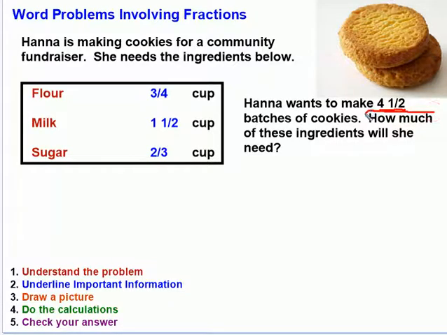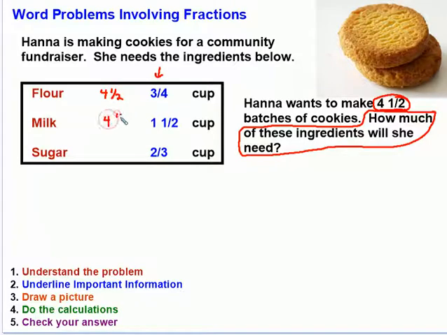So we know that we want to give the number, or how much of these ingredients she needs, and we know we're going to use 4½ and we know we're going to use each of these guys here. Now, if we had to make 2 batches of each one of these, then we'd simply double this. If it was 3 times, we'd triple it. But we're asked to do 4½ times each one of these. So we're going to have to multiply 4½ times each of these ingredients.